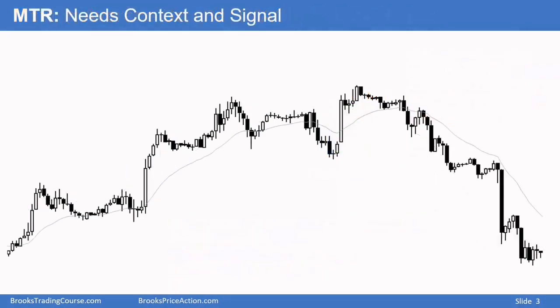They'll sell rallies. A major trend reversal, you need 2 things. You need context. The bars to the left have to give you a reasonable chance of a reversal, and you want a good signal bar. If you're selling in a bull trend, you want a good sell signal bar to increase the chances of a profitable trade.